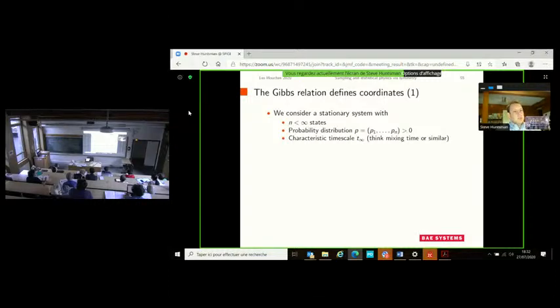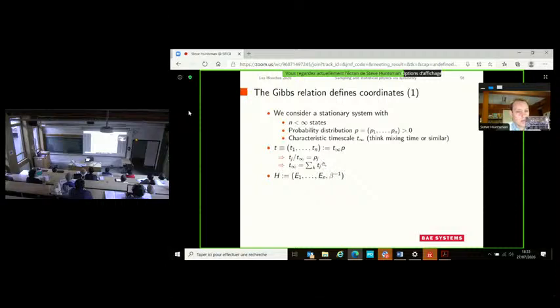So, okay, we came up with the Gibbs distribution, and now we're going to define some auxiliary coordinates. So we're going to have some finite number of states, some invariant distribution, and some characteristic timescale where I'm waving my hands. Can you guys see me waving my hands? Because that's what I'm doing. So think of it as like a mixing time. And so we'll talk in terms of times or characteristic times rather than probabilities sometimes.